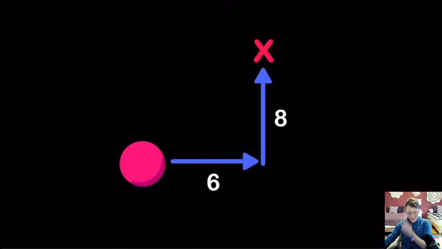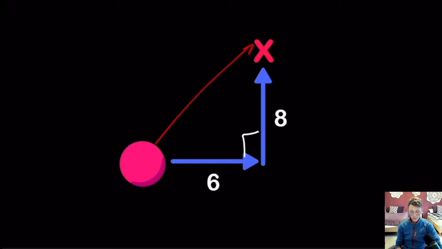So for instance, let's say we have this ball, and it gets pushed to the right 6, and then it gets pushed up 8. And let's say what we want to know is the straight line distance from where it started to here. Now we can see this is forming a triangle. It is a 90-degree triangle.